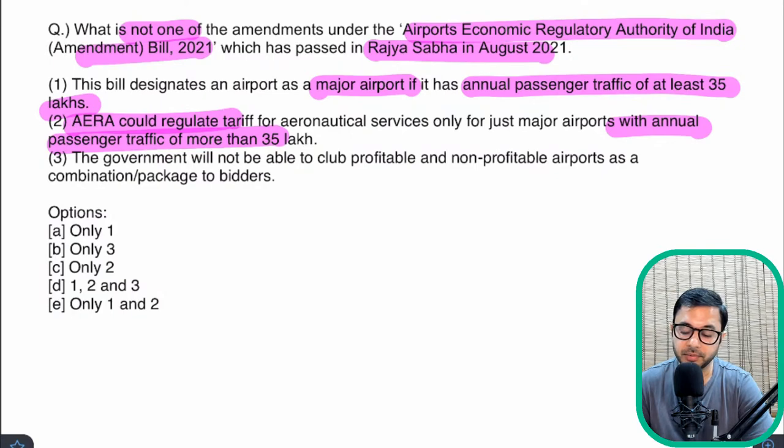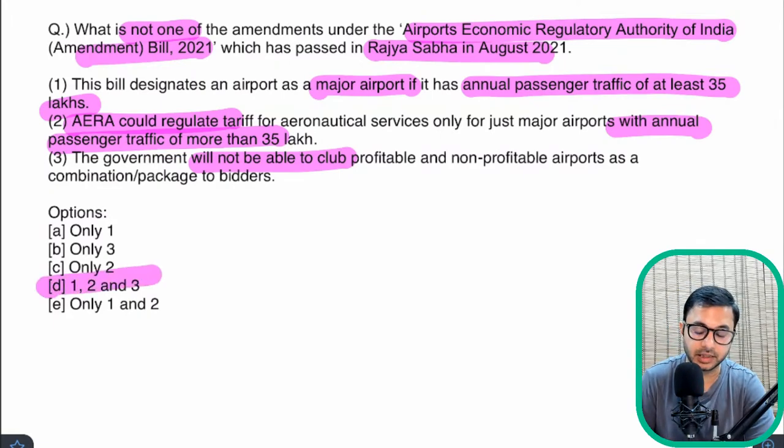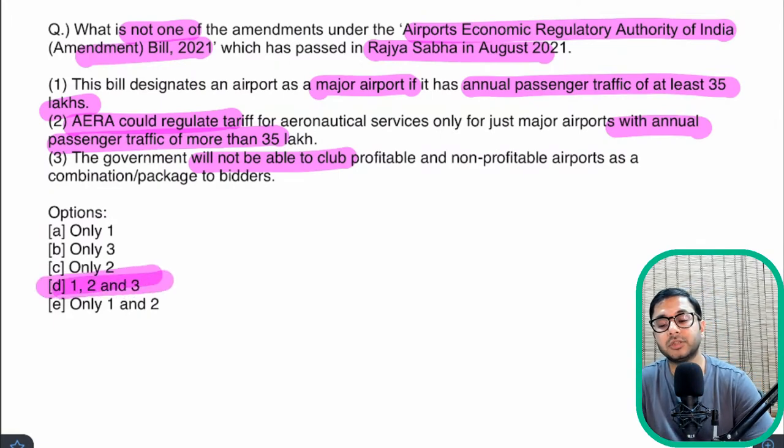The government will not be able to club the profitable and non-profitable airports as a combination or package to bidders. Which of the following is not one of the amendments made under this? Not one of the amendments. Mansi says all, Nilesh says all. All are not the amendments made, that is what they are saying. Amendments kuch aur hain.